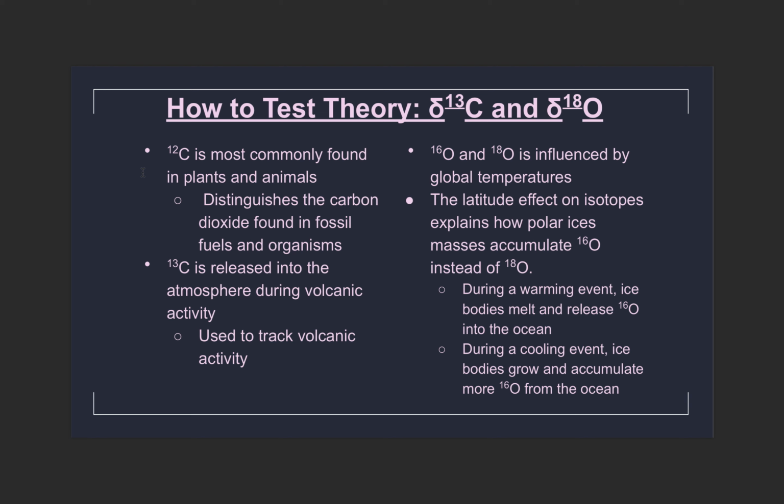Hence, by the time these air masses reach the poles of the Earth, they are completely depleted of oxygen-18 and are only left with oxygen-16. And ultimately, this is why ice masses accumulate oxygen-16 instead of oxygen-18. So during a warming event, ice bodies will melt and release oxygen-16 into the ocean, and during a cooling event, ice bodies will grow and accumulate more of this isotope from the ocean.